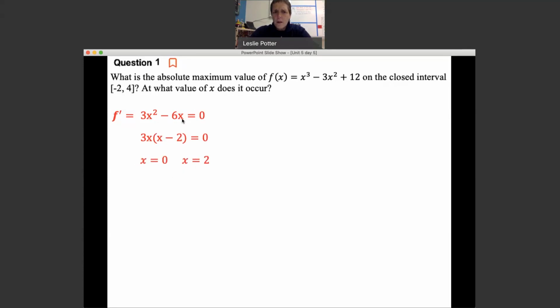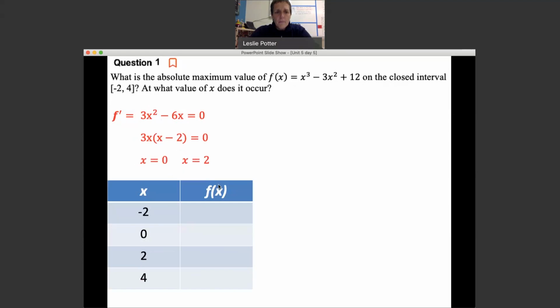It's defined everywhere. It's a polynomial, right? Just like this was a polynomial. Differentiate it, we get another polynomial. It just is a quadratic instead of a cubic. It's defined everywhere, so there's no cusps and corners, no undefined derivative. So we can just fly right past that and make our table with our candidates in it. So here's 0 and 2, right? Those are the hills and the valleys. Again, we're not quite sure which one's a hill and which one's a valley. And then here are my endpoints, -2 and 4.